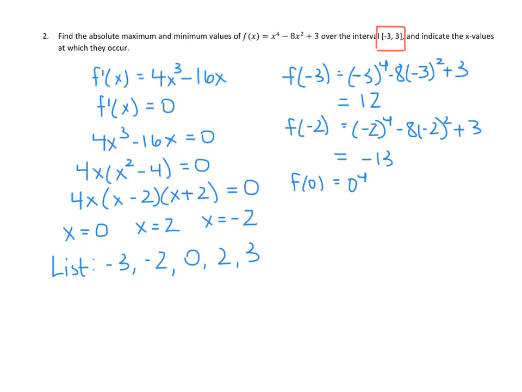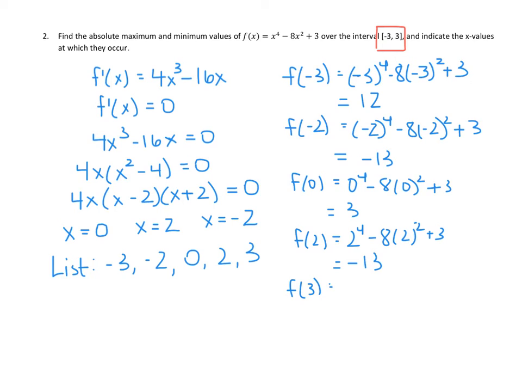Next we're going to plug a 0 into our function. So we have 0 to the fourth minus 8 times 0 squared plus 3, which gives us a 3 as our function value. Next we plug 2 into our function. So we have 2 to the fourth minus 8 times 2 squared plus 3, which when we simplify we end up getting -13. And then last, plugging 3 into our function, we have 3 to the fourth minus 8 times 3 squared plus 3, which comes out to be 12.